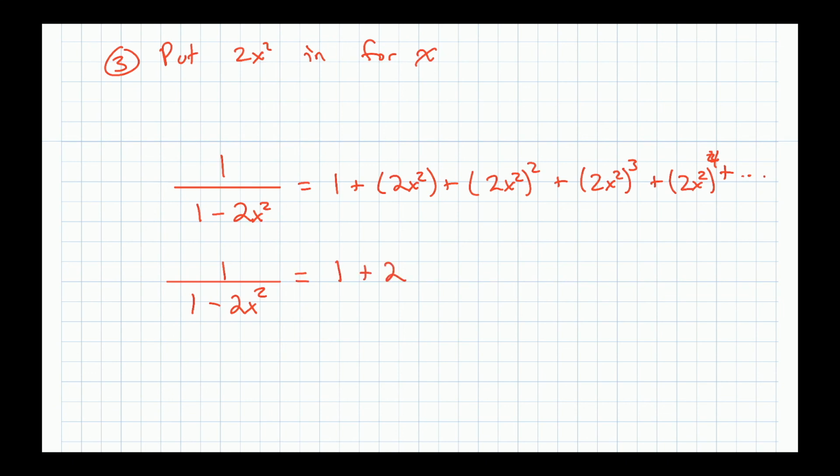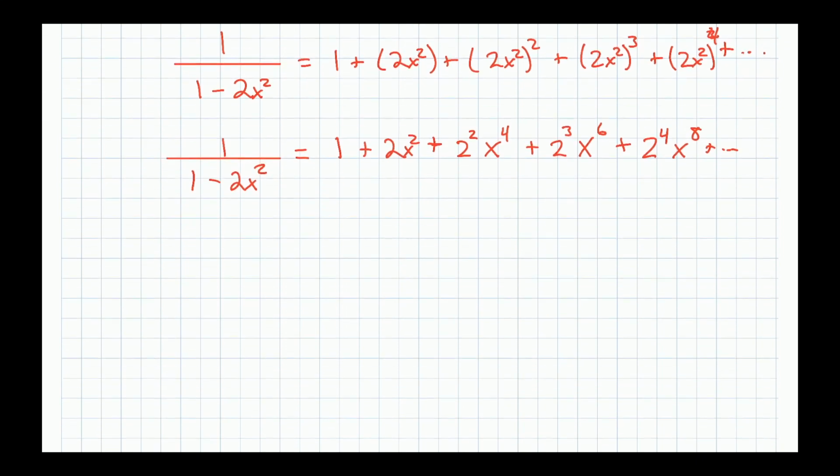It's 1 plus 2x squared plus, if you work this out, it's 2 squared x to the 4. And then the next one is 2 cubed, that's 8, x to the 6. And then the next one is 2 to the 4th, which is 16, x to the 8th, dot dot dot. So we have a new series.